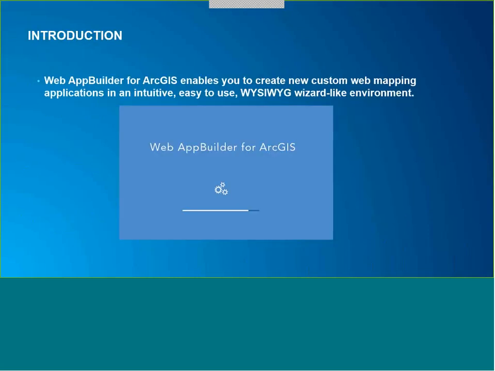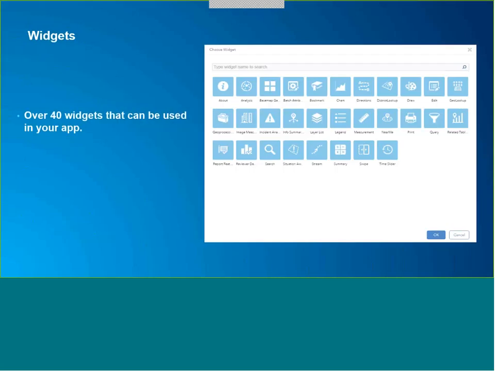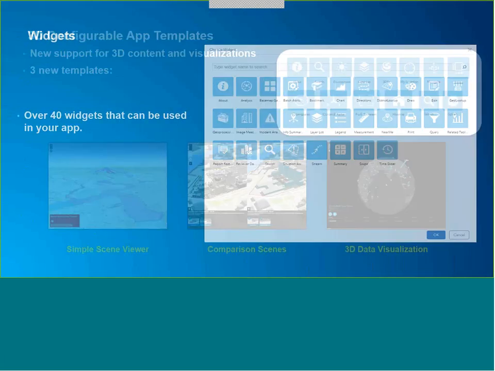So how Web AppBuilder helps is, rather than going into development, you can actually create a web application yourself the way you want. There are now 40+ widgets available, and these are not restricted to your 2D data; you can also create applications from 3D data.